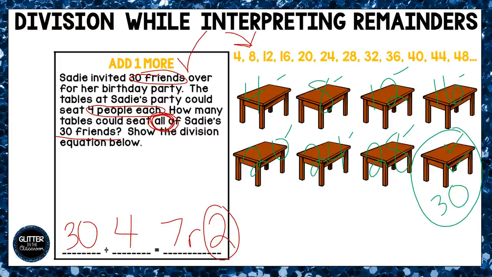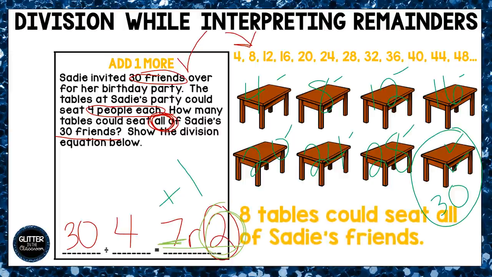My answer is 7 remainder 2. How many tables could seat all of her friends? Well, these two friends needed an extra table. So 7 tables was not enough to seat all of her friends. So I'm going to add one more table, and now 7 plus 1 is 8. So 8 tables could seat all of Sadie's friends. And this is your example of add one more to the quotient.